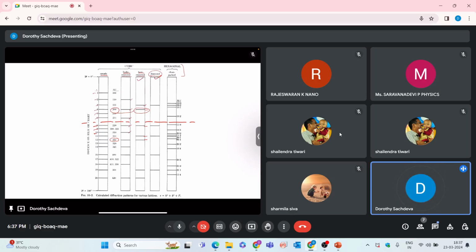This will be different for your hexagonal system. For hexagonal system, you will have different kind of values which you can see from this figure.